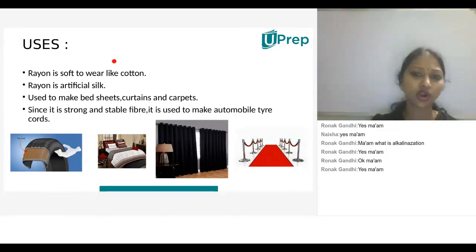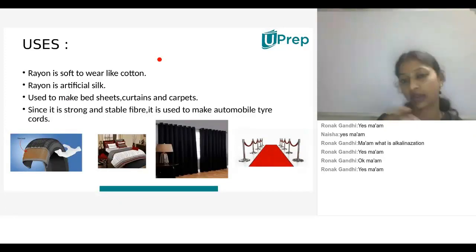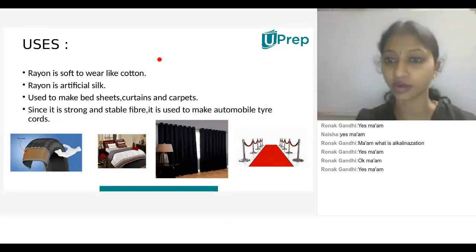So it is soft, like cotton. It is also called artificial silk. It is completely like a silk texture, but it has many more advantages. But if you go for comfortability, silk is always much more comfortable than rayon.